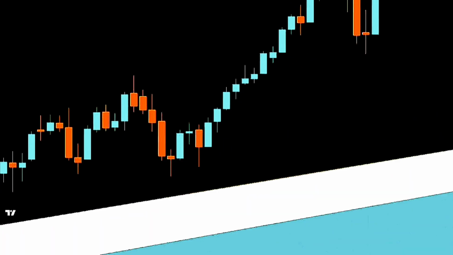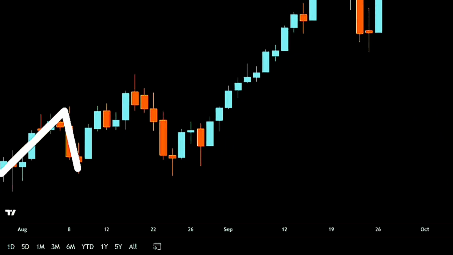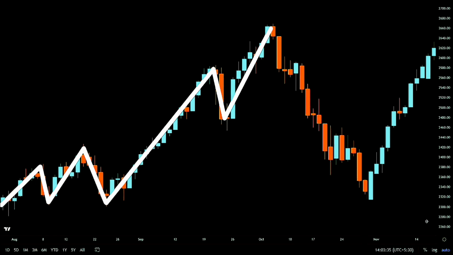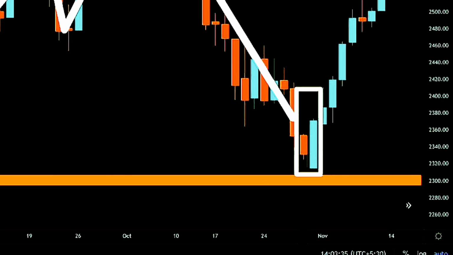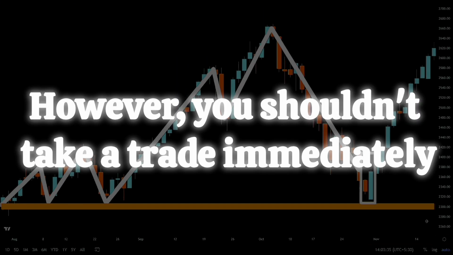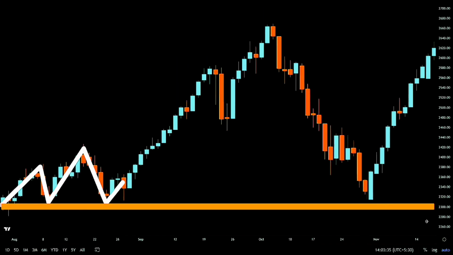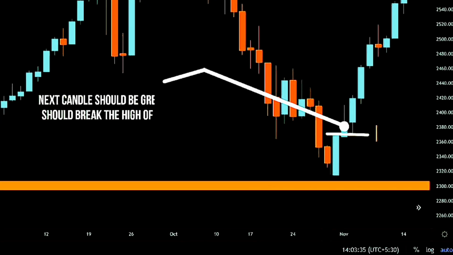Here, you can see the market moves up, takes a small pullback, and then moves up again before creating support at this level and continuing upward. This level becomes a support level. Next, you see the price comes back to this level and forms a bullish engulfing pattern. However, you shouldn't take a trade immediately. If the next candle is green and breaks the high of the previous green candle, you can enter a buy trade here.